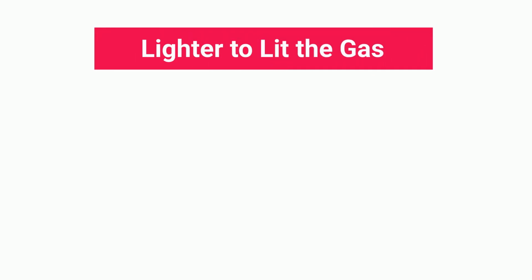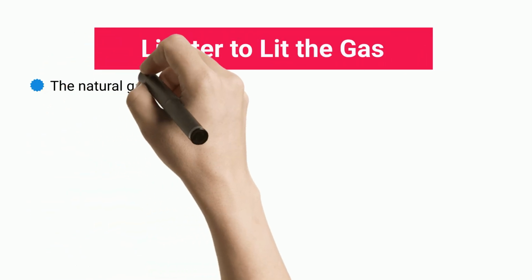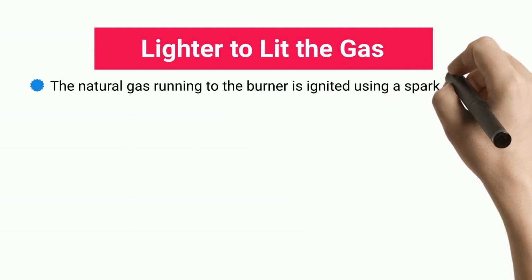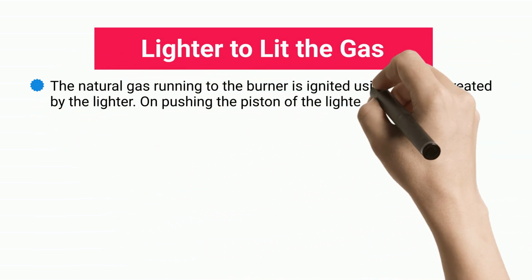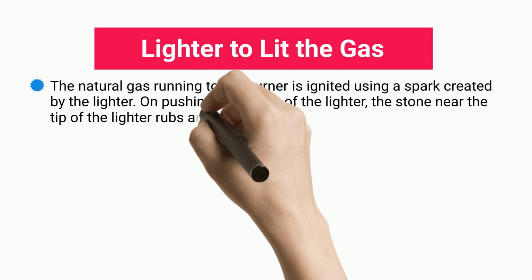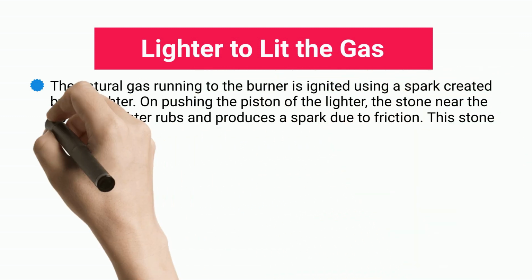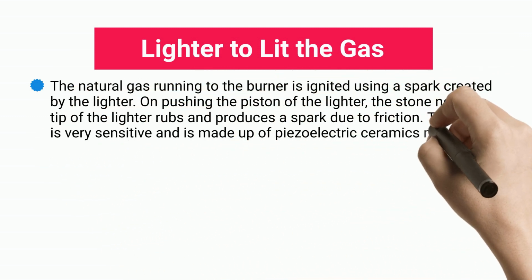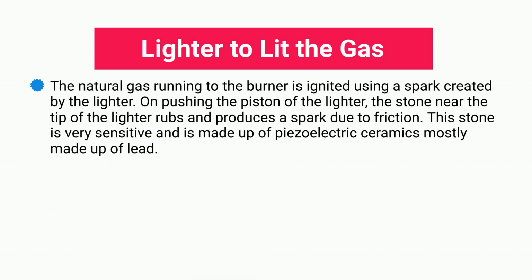Lighter to light the gas. The natural gas running to the burner is ignited using a spark created by the lighter. On pushing the piston of the lighter, the stone near the tip of the lighter rubs and produces a spark due to friction. This stone is very sensitive and is made up of piezoelectric ceramics, mostly made up of lead.